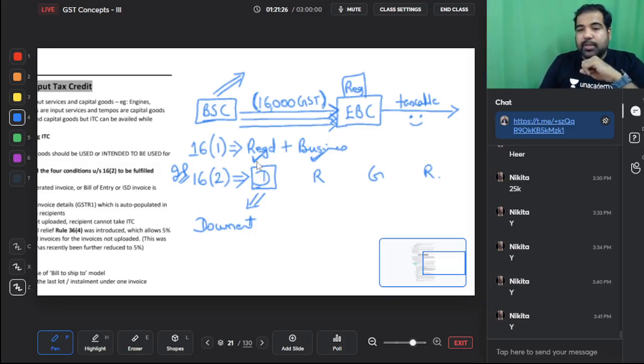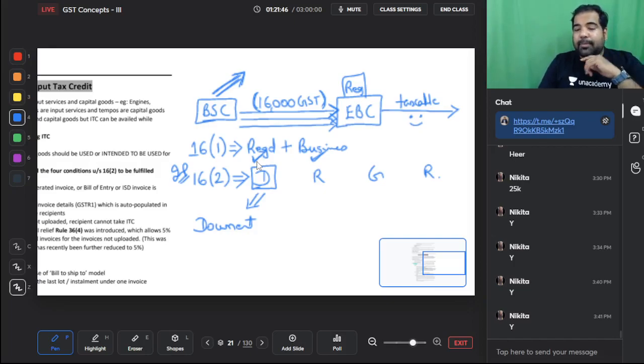They should have an invoice or a debit note or a credit note or some document to prove that this supply has happened. And not just that, this document does not have to be physically uploaded. No, the details of this document have to be sent by the supplier. So the supplier has to upload the details.